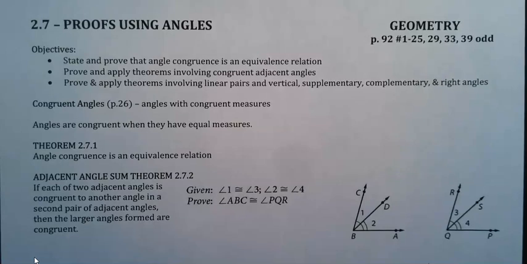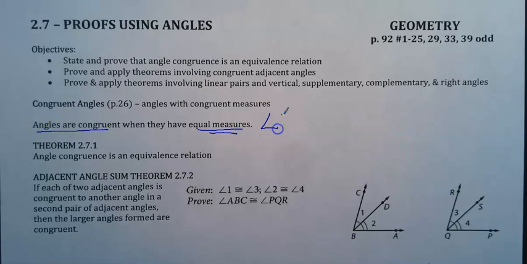To start us off, first up, an old definition from page 26 is congruent angles. Those are just angles with congruent measures. That's it. Then we just have another reminder. Angles are congruent when they have equal measures. So just like in the last section, 2.6, we talked about looking at the object, like the segment, and then the measure. Those are two different things.